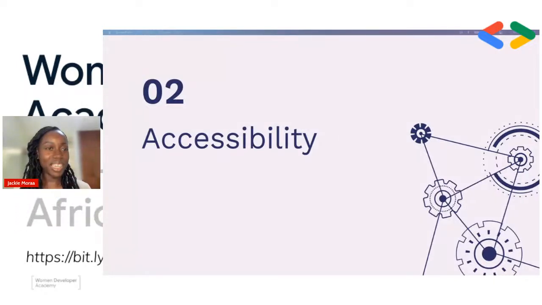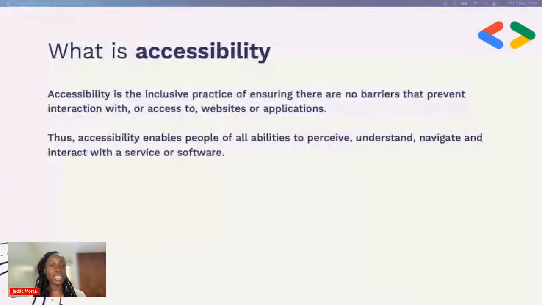So sorry about that. We were just talking about accessibility and what accessibility is. So accessibility is the inclusive practice of ensuring that there are no barriers to your software or your website or your product, and it will allow all users to be able to fully interact with it.